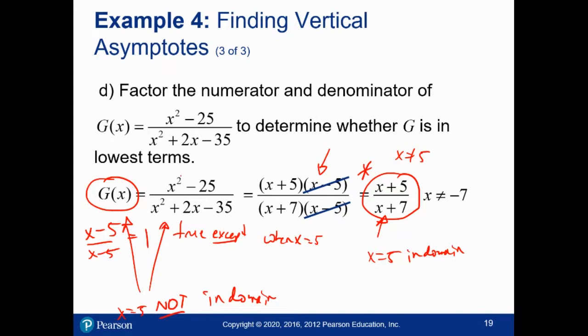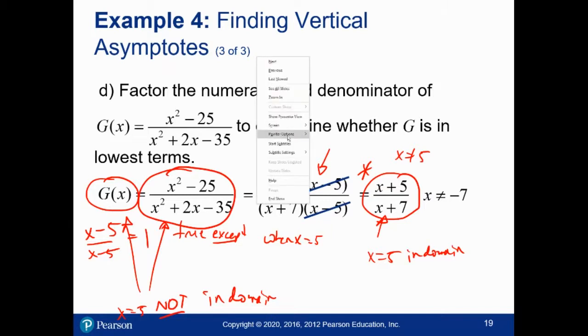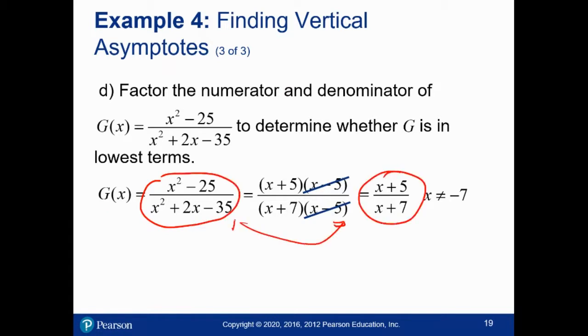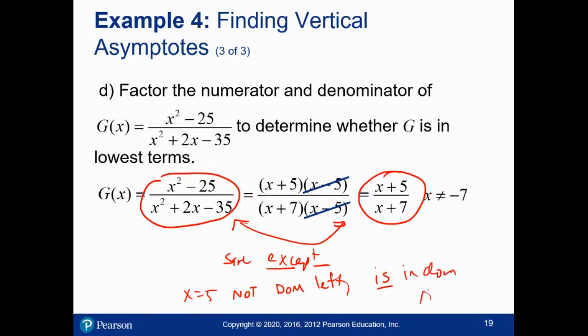The only difference between this function and this one, these are exactly the same, except x equals 5 is not in the domain on the left. It is in the domain of the right. Other than that, the two graphs look identical.